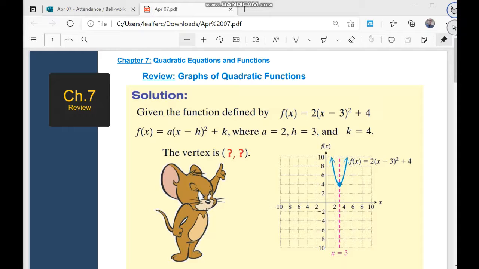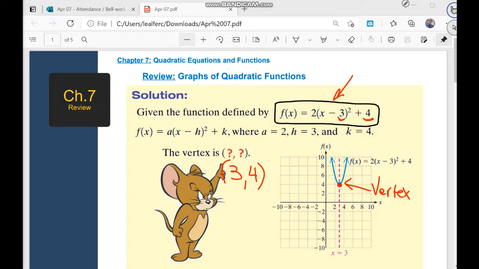You can look at the function to identify x and y of the vertex, or you can look at the graph. You're going to see the vertex is the point at the bottom, the minimum, the lowest point of the graph, and you just find the coordinates of this point. So we can also identify it from the graph. This is the vertex. The x coordinate is here between 2 and 4, is 3. The y coordinate is 4. That means the coordinates of the vertex are 3 and 4.